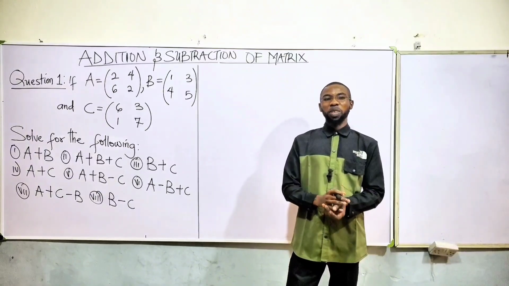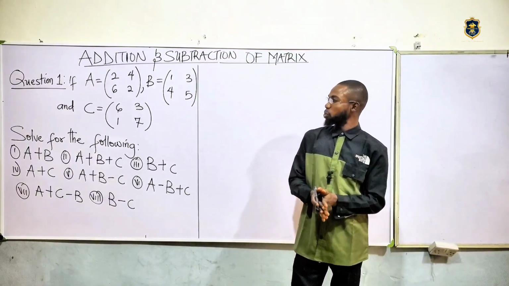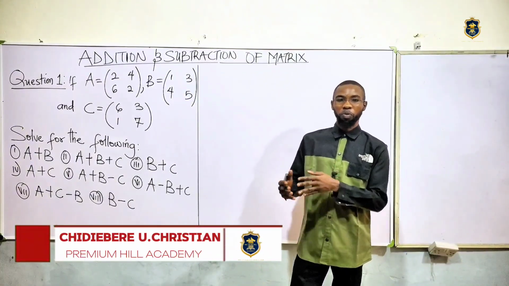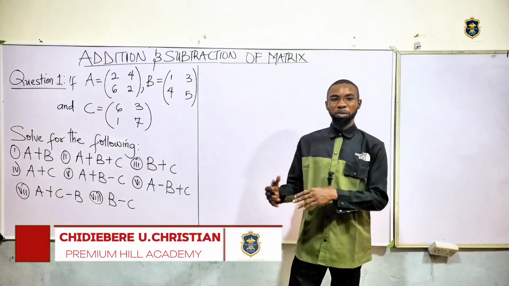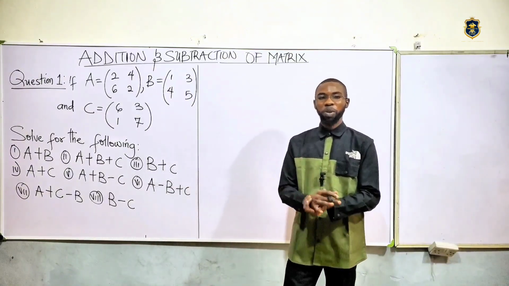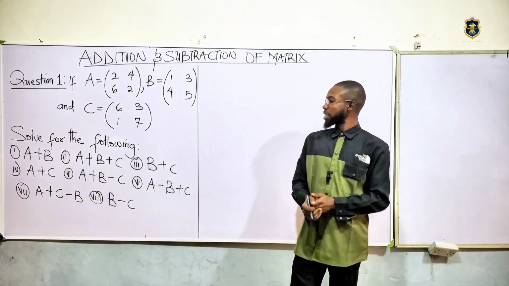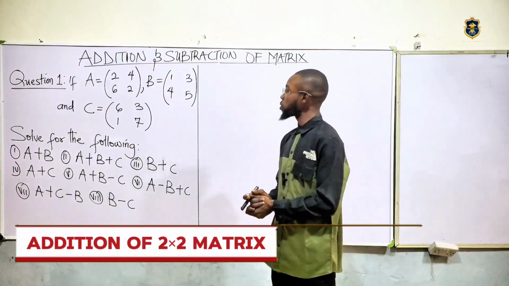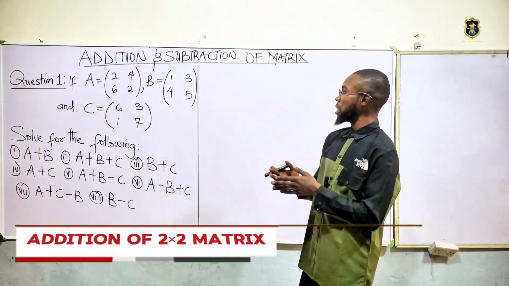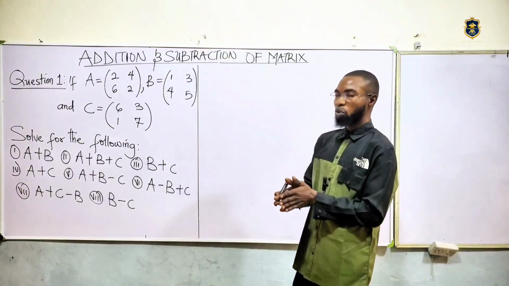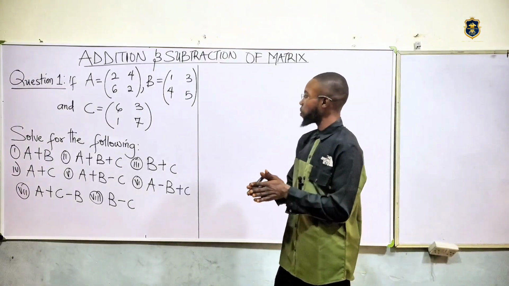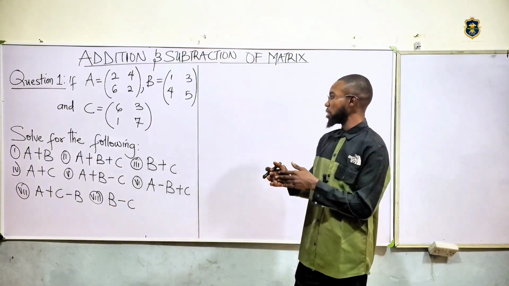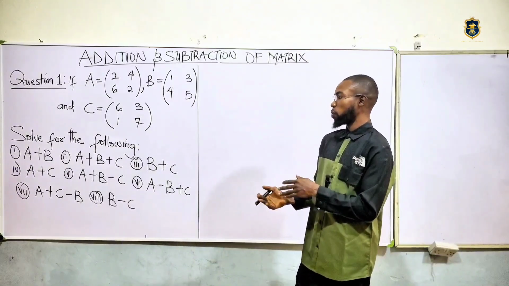Alright guys, let's look at 8 questions with regard to addition and subtraction of matrices. We've looked at the introduction of matrices and everything that relates to it, but in this class, we'll be looking at the addition and subtraction of matrices. Look at question one. It says, if matrix A is 2, 4, 6, 2, B is 1, 3, 4, 5, and matrix C is 6, 3, 1, 7, solve for the following.